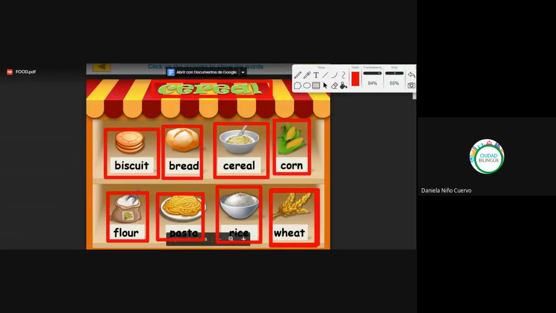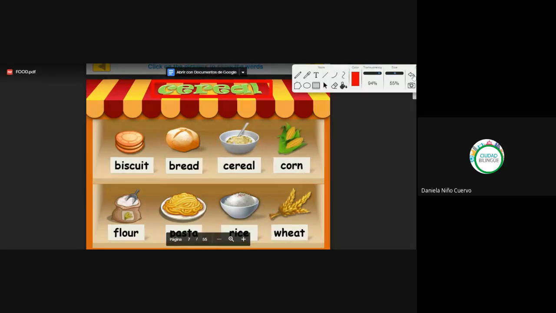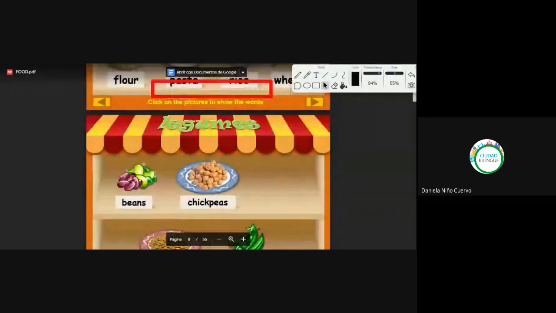So we continue. Remember that flour? That is harina. Yes, flour. Harina. Biscuit son galletitas. Esta palabra viene del francés. También está la palabra cookies. Yes. So, cookies. Remember that. I'm going to change the color to the black one. We continue. We have the legumes. Legumes.